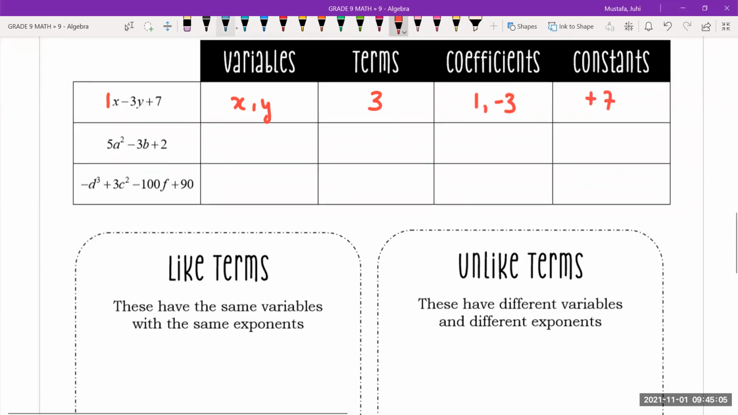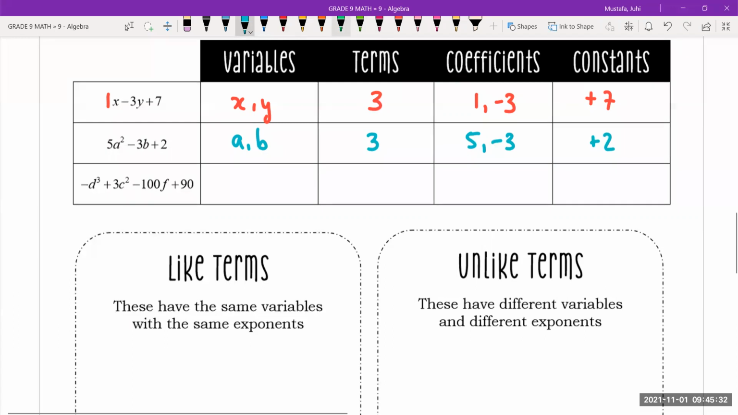A volunteer to do the next one? Abrami, go ahead. A and B. Good. Do you guys notice how for the variables, we're not writing a squared? I'm not asking for what exactly. I'm just asking for what are the variables in general, okay? How many terms are there? There are 3. And what are the coefficients? 5 and -3. And what's the constant? +2. Yep, or 2. Perfect.